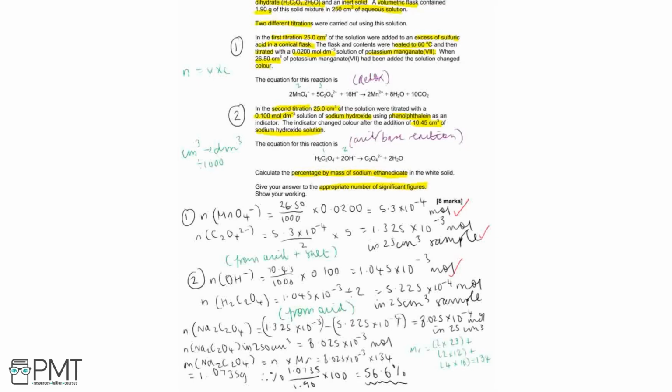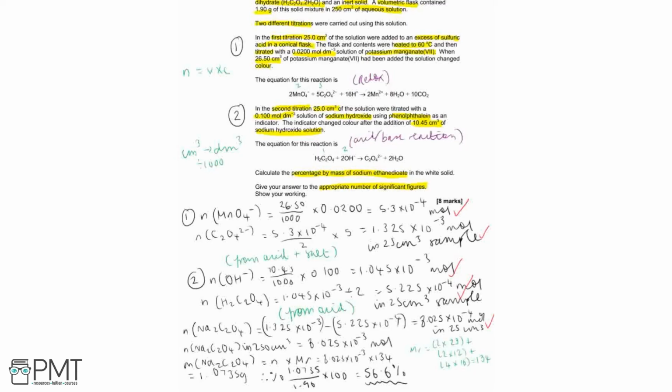The next mark was then for equating our moles of hydroxide ions, doing our mole ratios to work out the moles of that ethane dioic acid. So that's half the marks just for working out moles and using mole ratios there. So now let's move on to the second half of the marks. So there's a mark in there for subtracting those 2 moles from each other to get the moles of that sodium ethane dioate in 25 centimetres cubed.